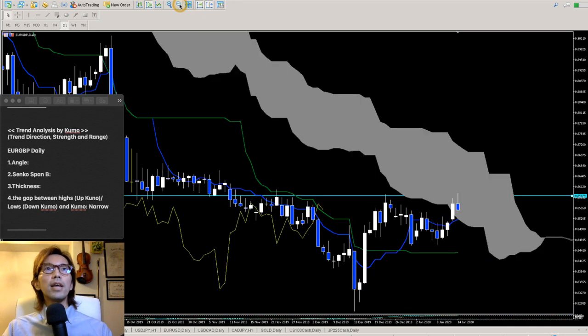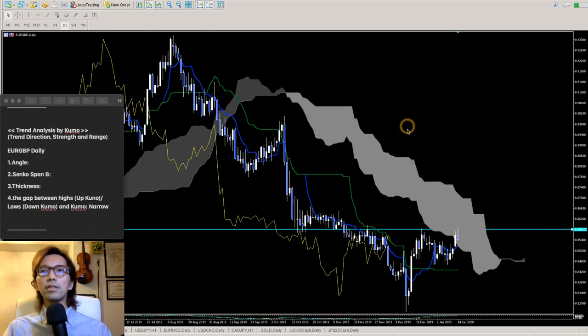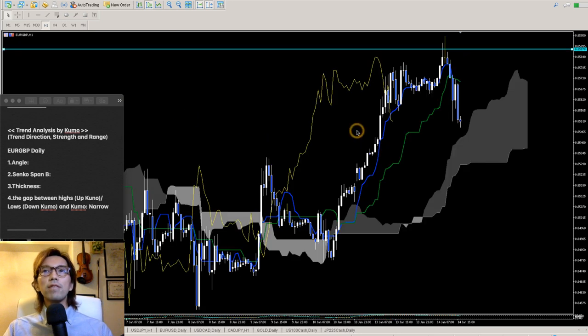But right now, if you look at the Kumo, it's still downtrend, but the current forming Kumo is horizontal. So this means that when the price gets inside the Kumo, we're not still sure if this is going to be resistance or not, right? So basically the market is losing its momentum, the direction, so we better stay away from this time frame. So all right, let's look down to the 1 hour chart and see what we can find.